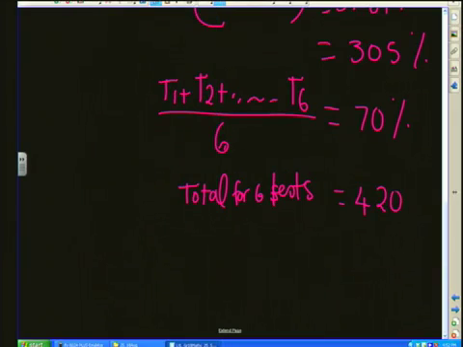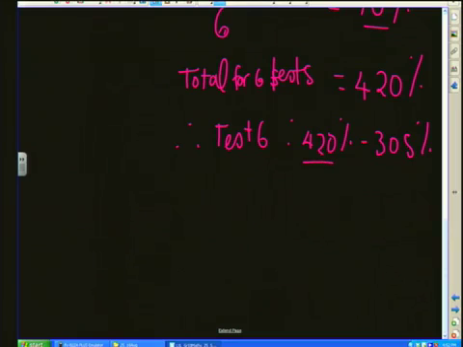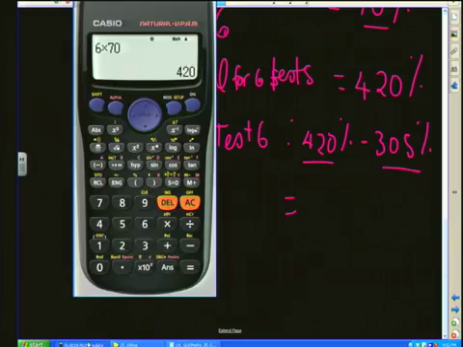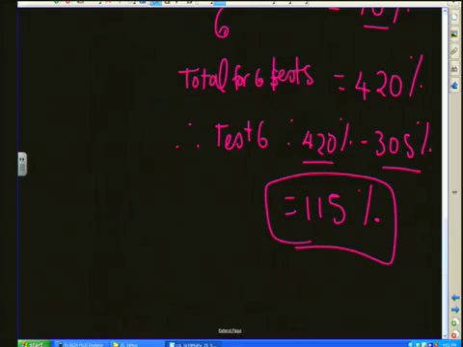420%. So she needs to get a total of 420% overall for all 6 tests in order to get a mean mark of 70%. What that implies is that for test 6, she will need to get 420% minus 305, which is what she got for the first 5 tests. So it's the total minus what she's already got that will tell you what the remainder is, how much more she needs to get. So 420 minus 305, we get 115. So for that last test, test 6, she needs to get 115%.